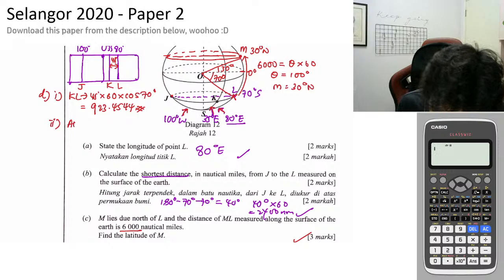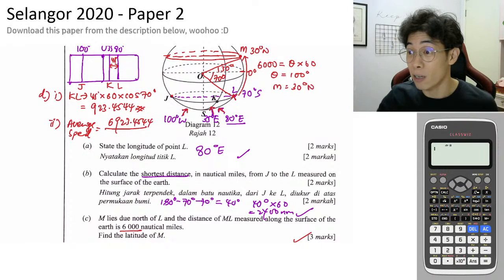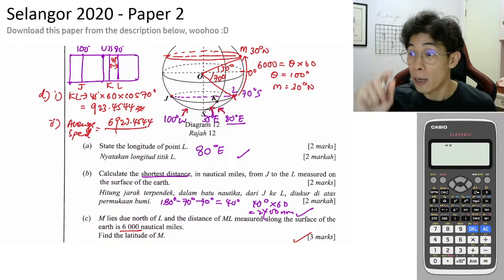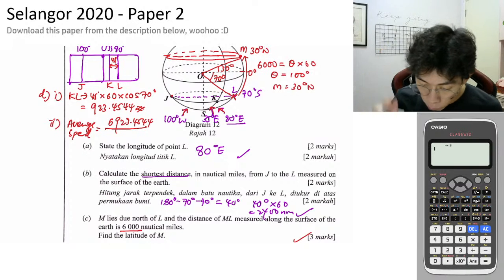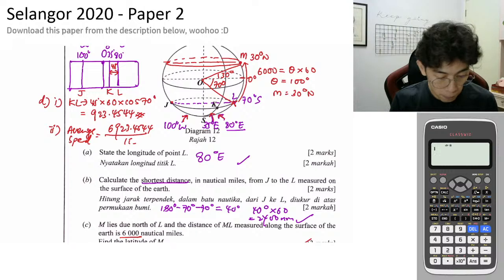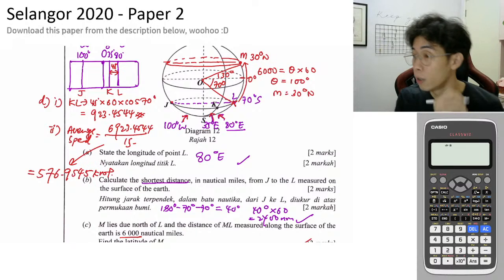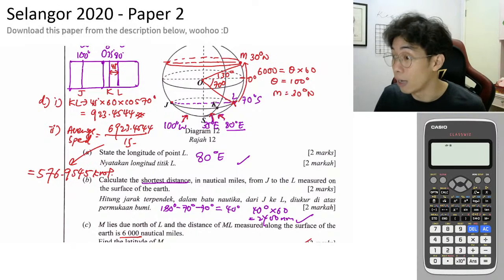Okay, your average speed equals total distance, 6923.4544. Everyone, why is it like this? Because I add the 6000 already. Because they say 2 distances, I add the 6000, the L to M. Divide by 12 hours. Nice. I get my knots ready. So the answer is 576.9545 knots. That's the answer.